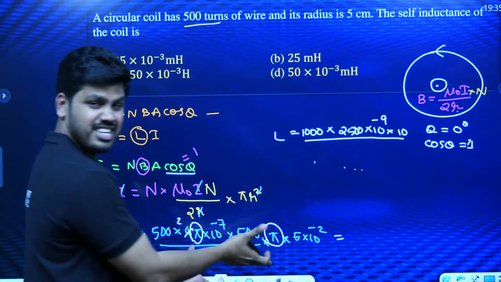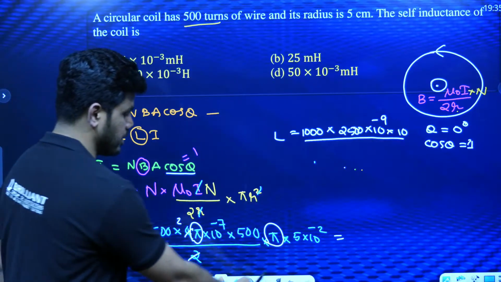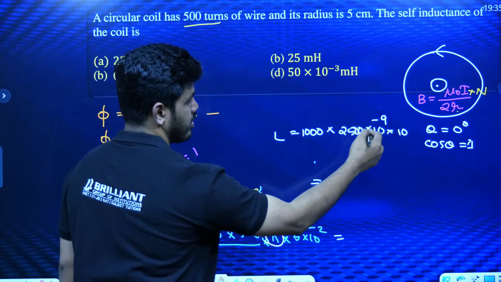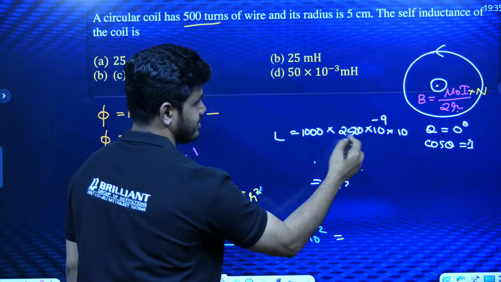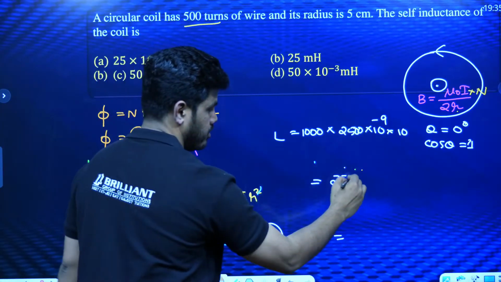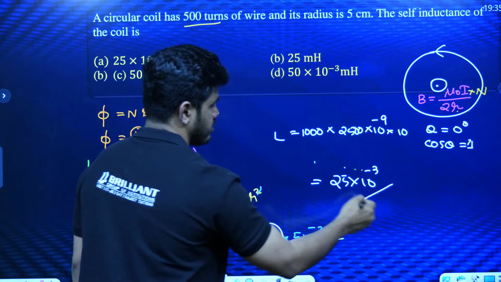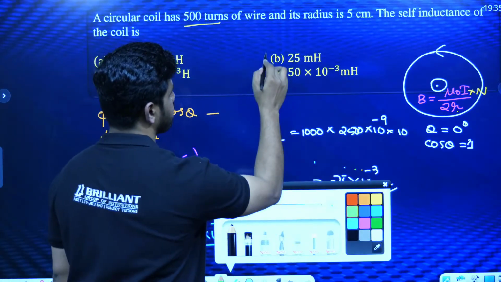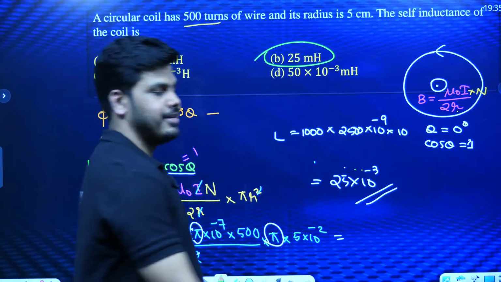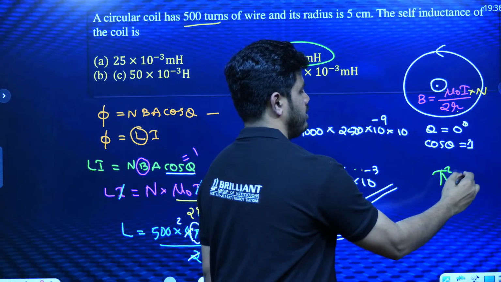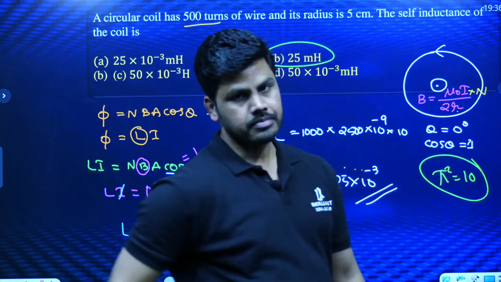So divided by what? Nothing, because that 2 is gone, and the thing is the denominator. When you simplify this, you will get 25 into 10 raised to minus 3. All other 10s will be simplified. Powers of 10, 10 raised to minus 3, which is 25 millihenry. Okay, taking pi square as 10 approximated.